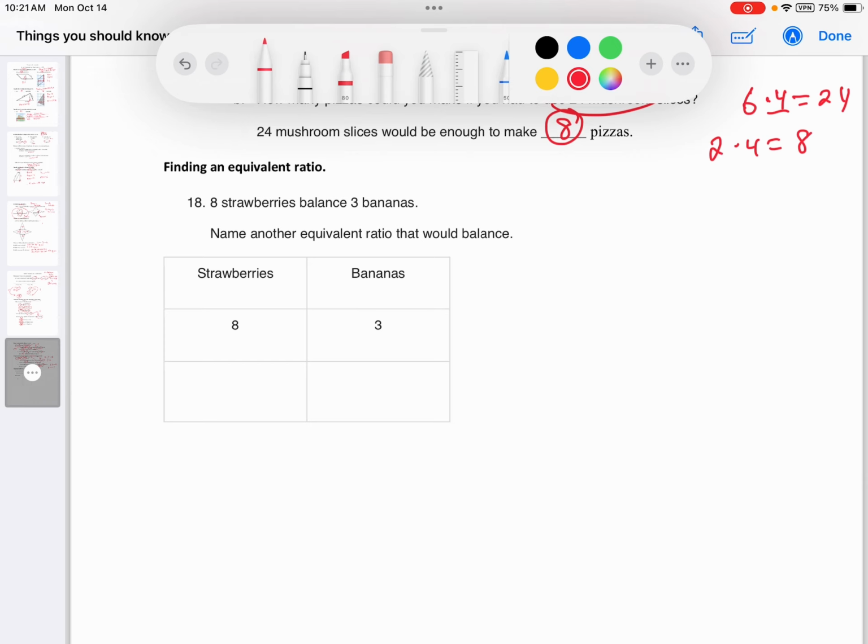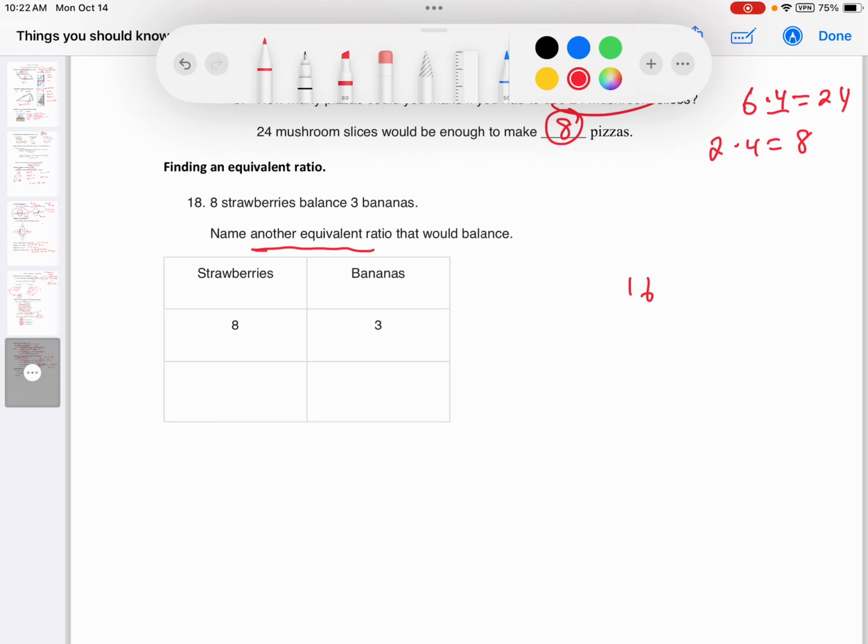Finally, last question. Now it says to name another. That means we could multiply by anything we want. We can't figure out what to multiply by. It doesn't give us any information about any goals. So we can use literally any number I want. I'm going to use the number 16. Why 16? Doesn't matter. I chose 16.